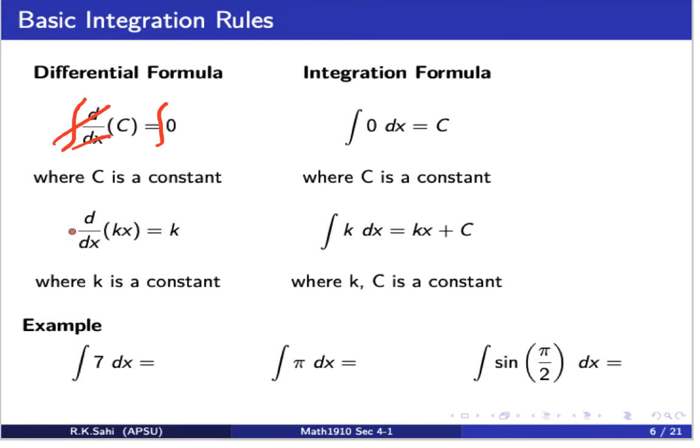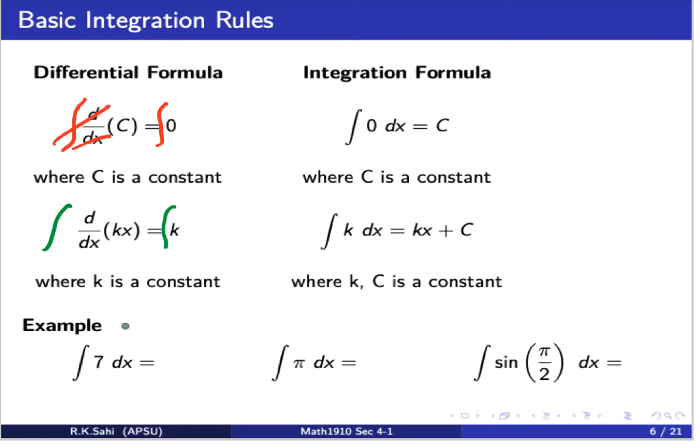Now let's look at another scenario, where the differential of k times x, we already know, is k. So once again, if I take the integral on both sides, the integral and differential cancel out and we get k dx. On this integral formula, k dx is nothing but kx plus a constant. Remember, all these integrals differ by a constant.